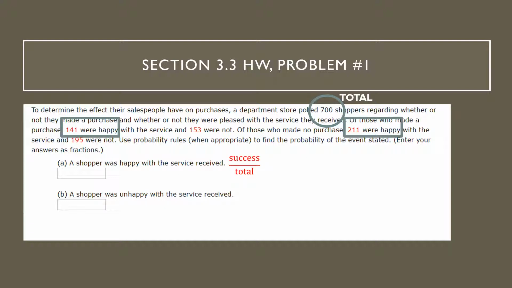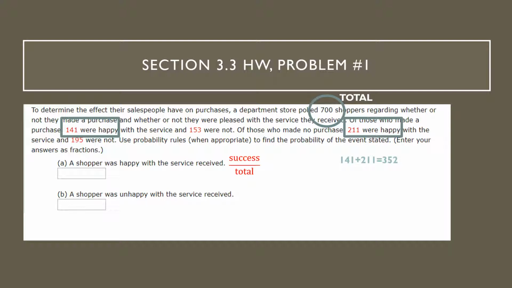in this situation, success is that a shopper was happy with the service they received. It said that of the people who made a purchase, 141 were happy, and of those who made no purchase, 211 were happy. So let's add up those shoppers. 141 plus 211 is 352. All right, so there's your success, 352.